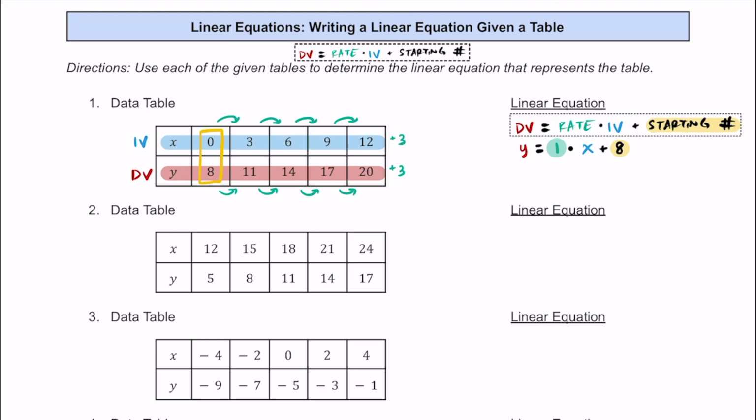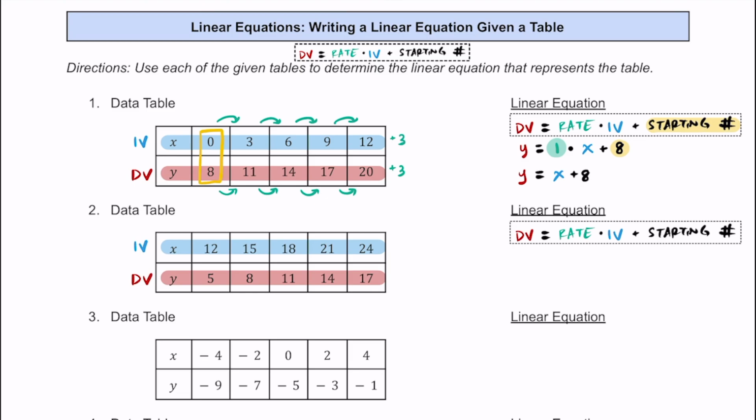So this is our general form for our linear equation. What we're going to do is say, well, 1 times x, that's just going to be x, and use the identity property of multiplication and say that y would equal just 1x, or we can simplify it to say x, and then +8, which is our starting number. This would be our most simplified linear equation. Let's check out number 2 now.